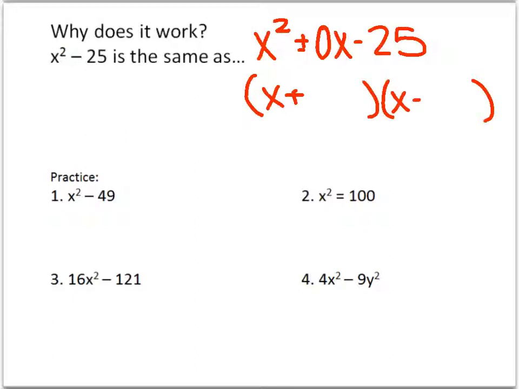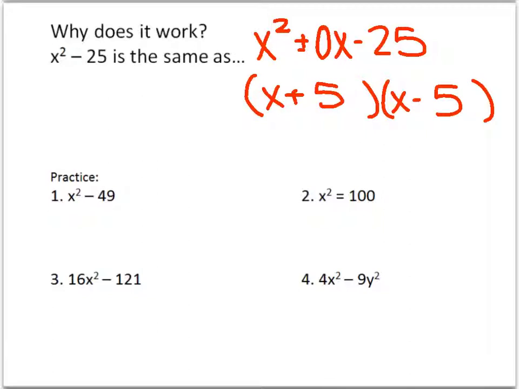What factors of 25 would add together to give you 0? Because look, we have 0 in there as our middle term. What factors would add together to give you 0, Denny? 5 and 5. And if you're trying to find 2 factors that are going to add together to give you 0, those numbers have to be the same numbers, just opposites. So that's why difference of squares always works with plus and minus the same number.